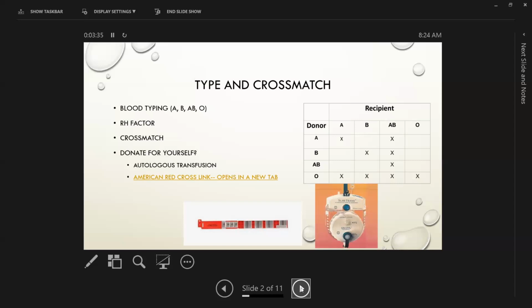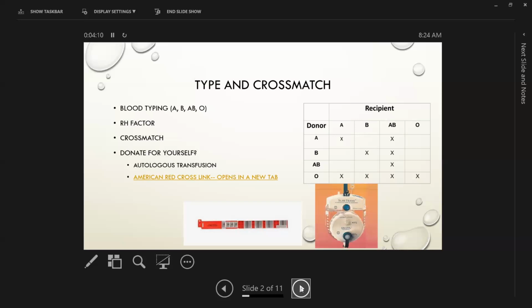The next part that occurs is the cross match. Cross match is when part of the donor blood is mixed with the sample of the recipient's blood. The blood bank does this and they check to see if it agglutinates or clumps together. They know that those blood products are not compatible. So they're looking to make sure that the donor blood and a sample of the recipient blood is not going to agglutinate or clump together. They would rather check this outside the body than to give it to the client and then, oops, something bad happened inside the client's body.